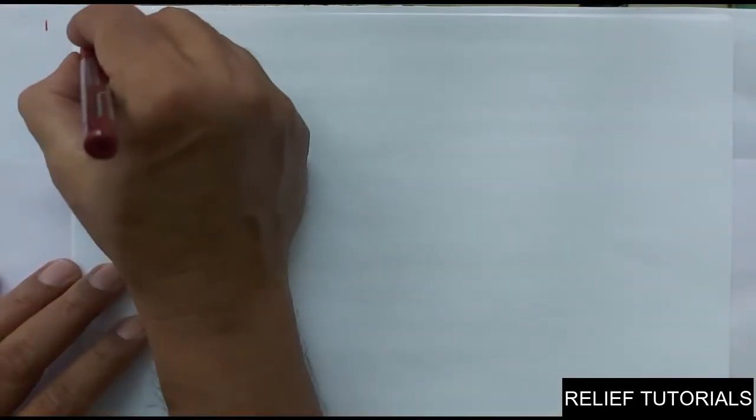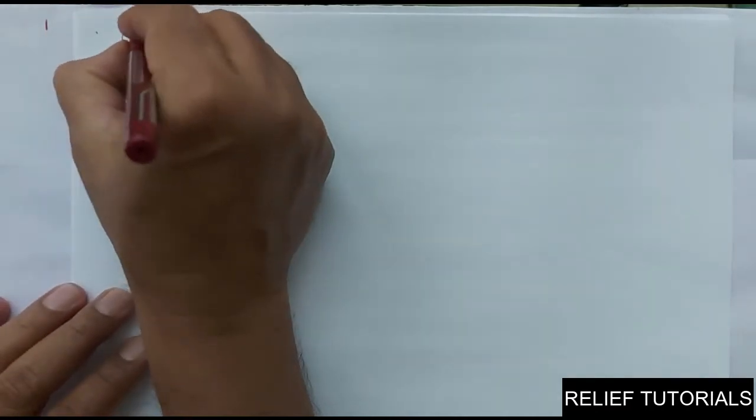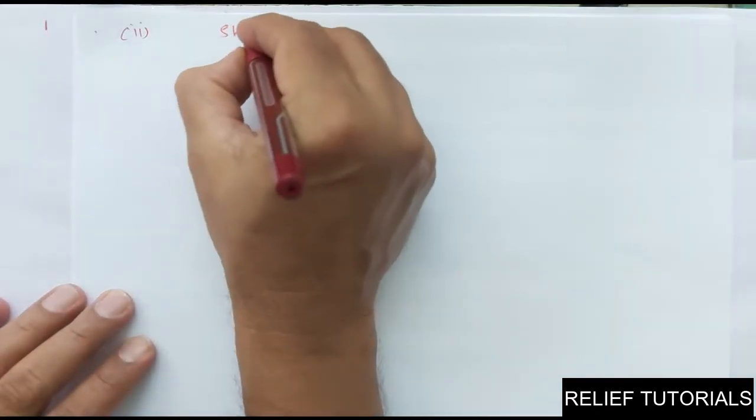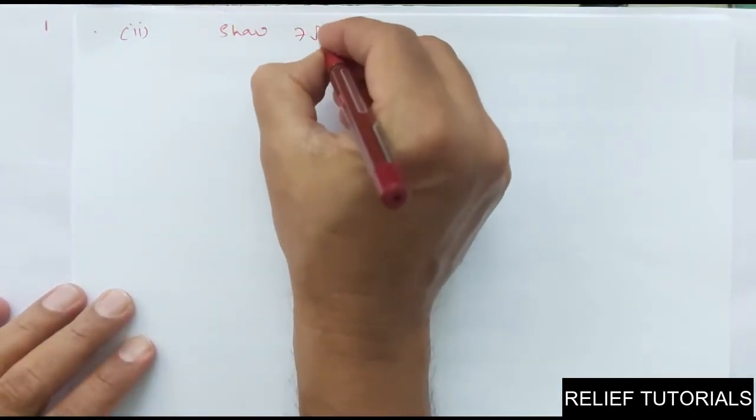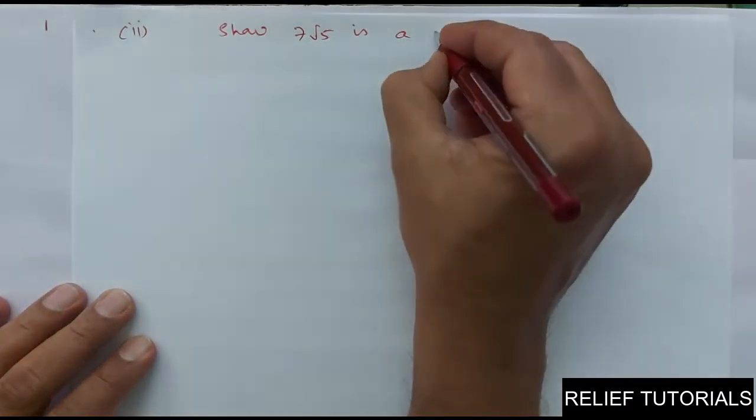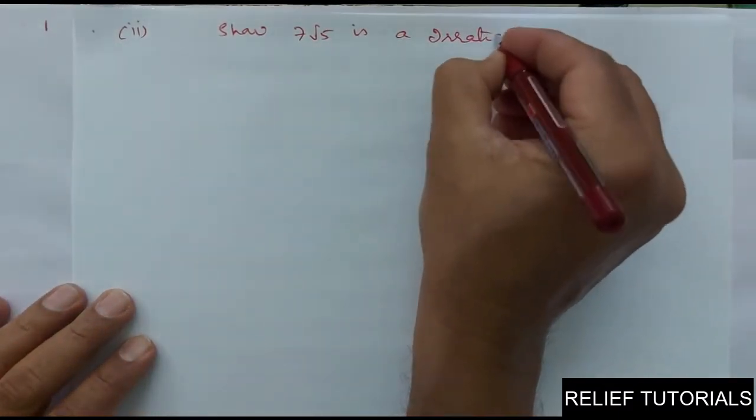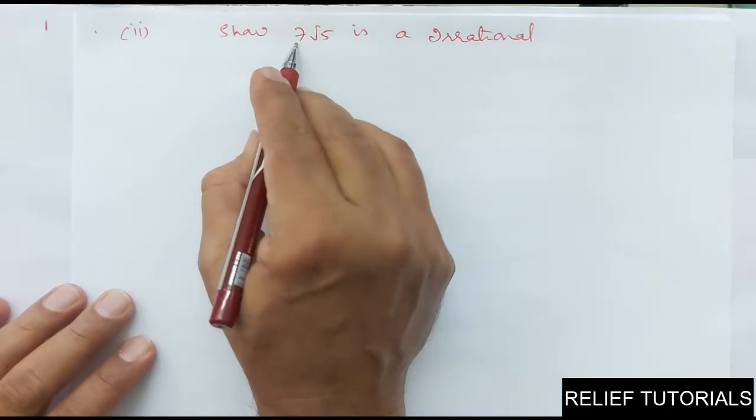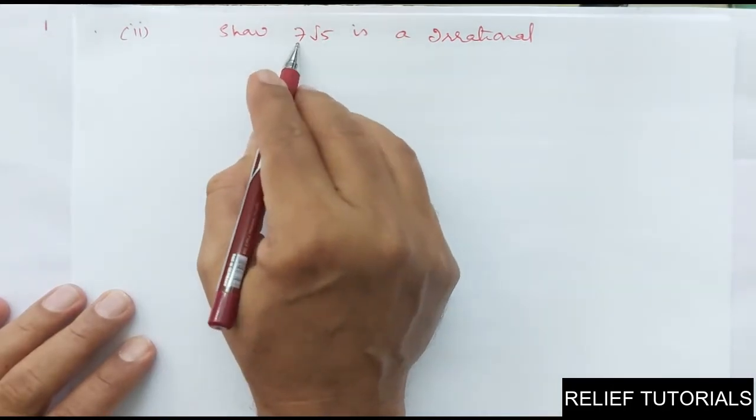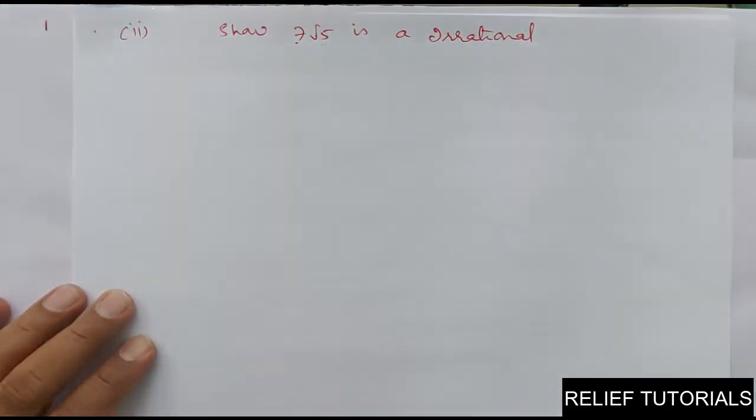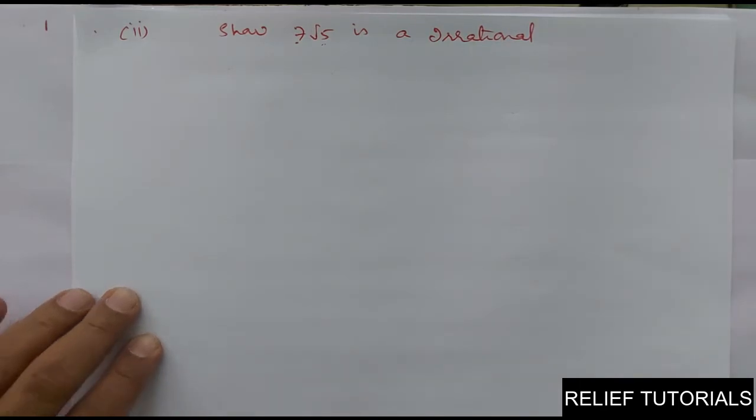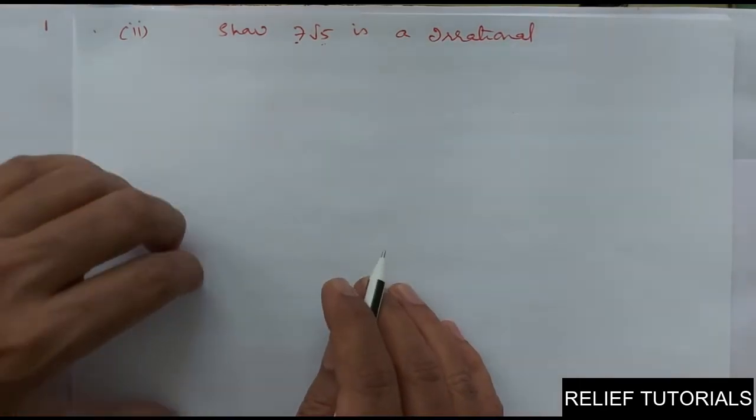Now same thing, same question 3. Now we'll do 2. That is show 7 root 5 is irrational. 7 is rational, root 5 is irrational, product of rational and irrational is always irrational. So this you have to explain.